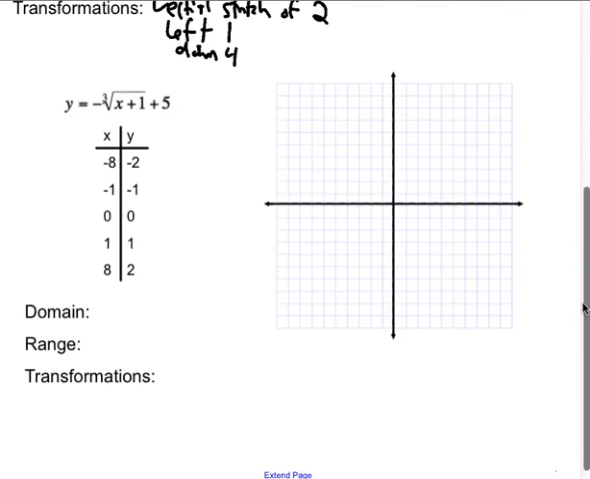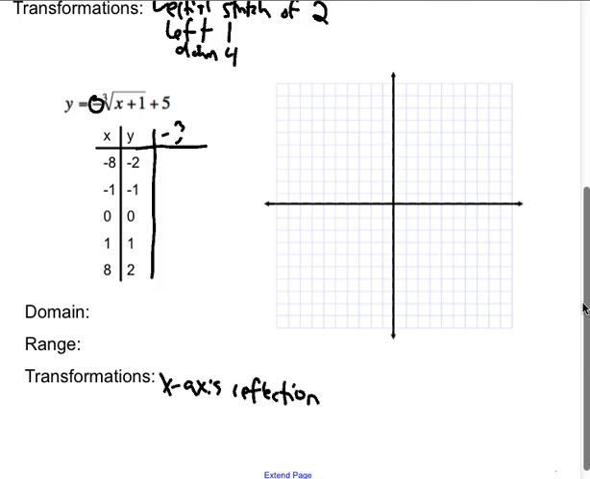All right, let's move on to our next one. So, for our next one, once again, we have something that's going to be utilizing our table. We have that negative out front. Remember that x-axis reflection uses a table too. So I'm going to incorporate that in.